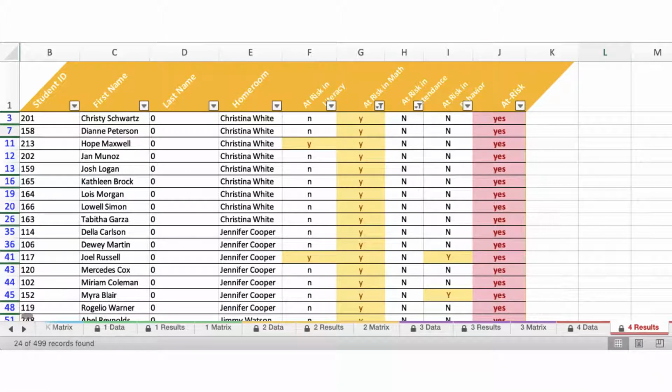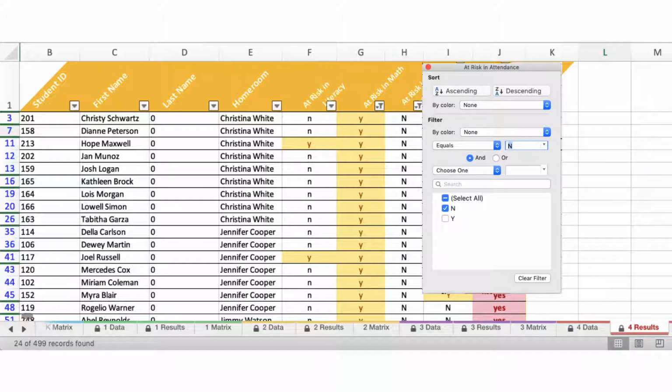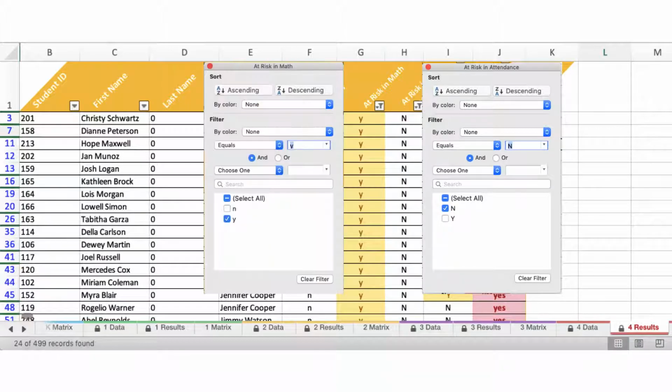A step after that is to find the students who are going to enter our math intervention. For this step, we'll use the filter feature to find the group of students who are not at risk in attendance, but who are at risk in math. So we would use our filter buttons here to look first at attendance and select N for students who are not at risk in attendance, and then use our filter button for math to determine the students who are yes at risk in math. When we apply those two filters, we find there's a group of 24 students who meet that intervention entry rule in math.